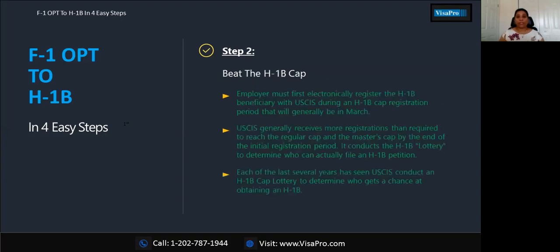Step 2, beat the H1B cap. USCIS has a total of only 65,000 H1Bs available under the cap in the general category and an additional 20,000 available for those who have a US master's degree or higher. Employers who want to sponsor a foreign national on F1 OPT for H1B must first electronically register the H1B beneficiary with USCIS during a designated H1B cap registration period that generally runs in March for about 15 to 20 days. Timely submission of the H1B electronic registration is now required to obtain a cap subject H1B in any fiscal year.